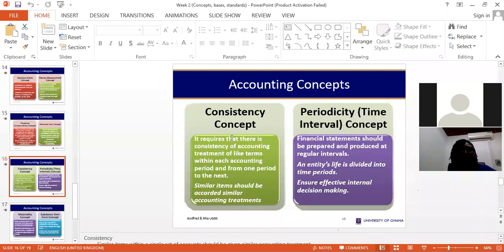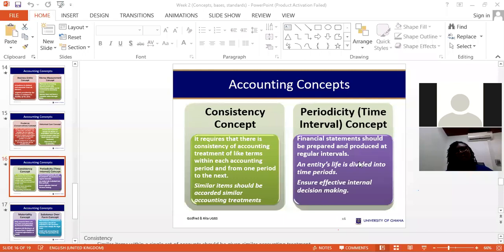Okay, so the next one is the consistency concept. Again, we saw consistency under the qualitative characteristics. So consistency is the fact that you should treat like items the same from one period to the other. If you see a similar transaction over the period and from one period to the other, please treat it in the same way. Don't change the goalpost.